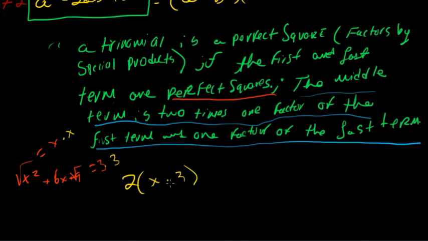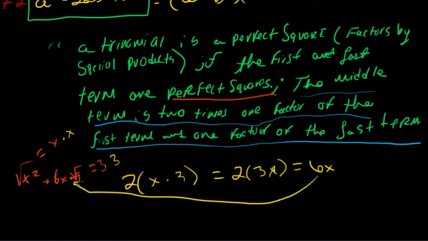So it'll be 2 times x times 3, right? Which is 2 times 3x, which will give me 6x. And isn't that what I have as my middle term? Yes, it is. So that must mean what? That must mean that this is indeed a perfect square trinomial, okay? So that means it'll factor by special cases.